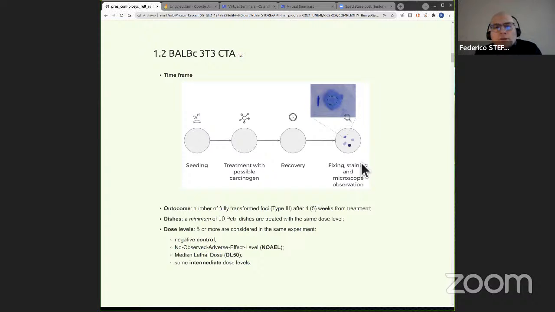We have a minimum of 10 petri dishes at each dose level. And those levels are 5 or more because the first one is a negative control, so we are talking about water or vehicle for the substance. Then we have the no observed adverse effect level, called NOAEL, the median lethal dose, and some other intermediate dose levels, although 5 or 6 dose levels are typically the number of levels we consider.